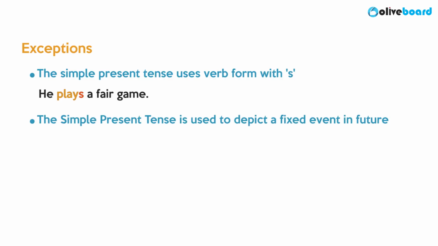The second exception is again with respect to the simple present tense. But here, it is in cases where the simple present tense is used to depict a fixed event in the future. मतलब अगर कोई event fix है कि पक्का से ये event future में होने वाला है, तो हम उसको simple present tense से depict कर सकते हैं. For example, the train starts at 7 a.m. tomorrow. Now, although we are referring to an event for tomorrow, we can always use the simple present tense or the verb in the simple present tense form.